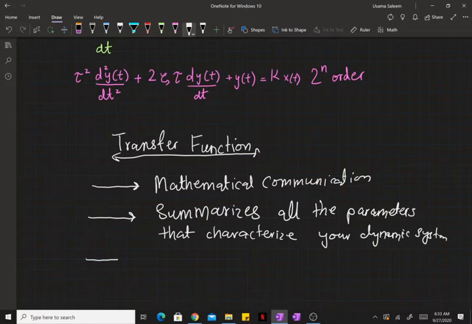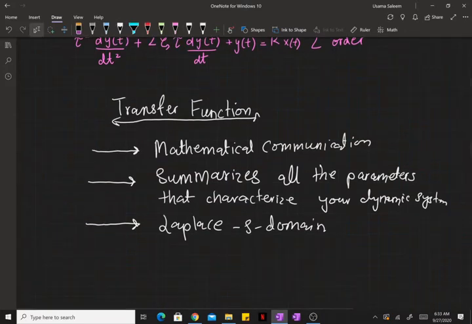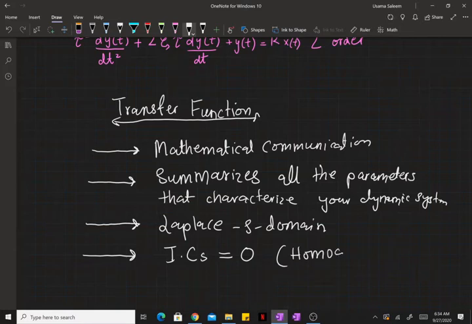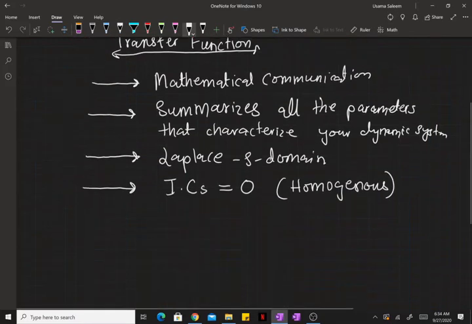And transfer functions can only be obtained in the Laplace frequency domain, and it is only possible to obtain transfer functions if your initial conditions, all of them, are equal to 0, aka it's necessary to have homogeneous initial conditions to obtain transfer functions.